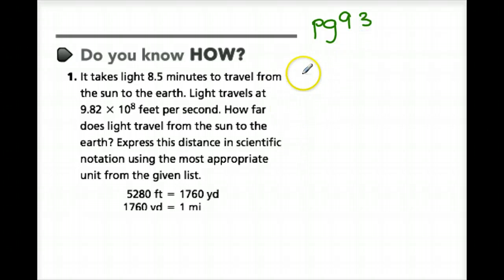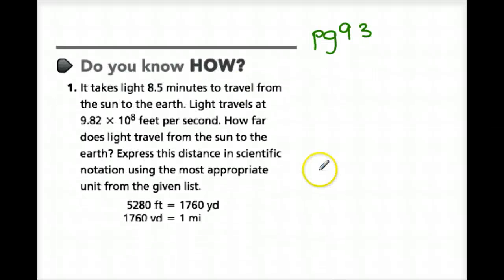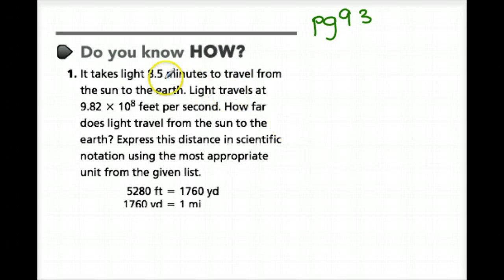Okay, but again, you can be showing your work underneath this question, and it requires a lot of work. So it takes light 8.5 minutes to travel from the sun to the earth. Light travels at 9.82 times 10 to the 8th feet per second. How far does light travel from the sun to the earth? Express the distance in scientific notation using the most appropriate unit from the given list.